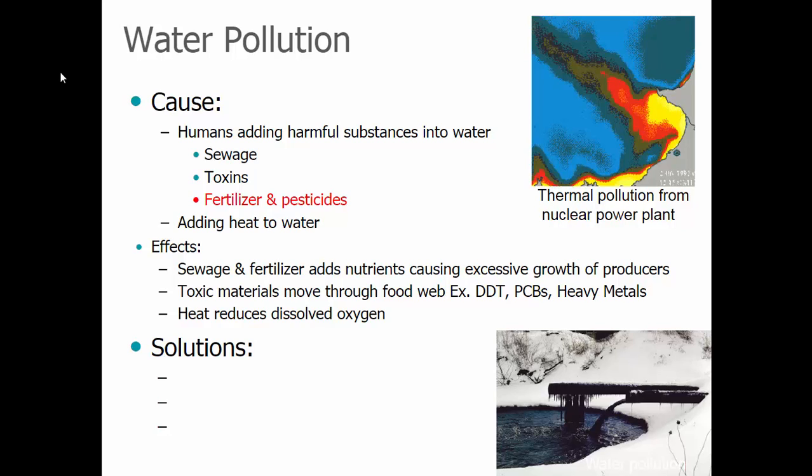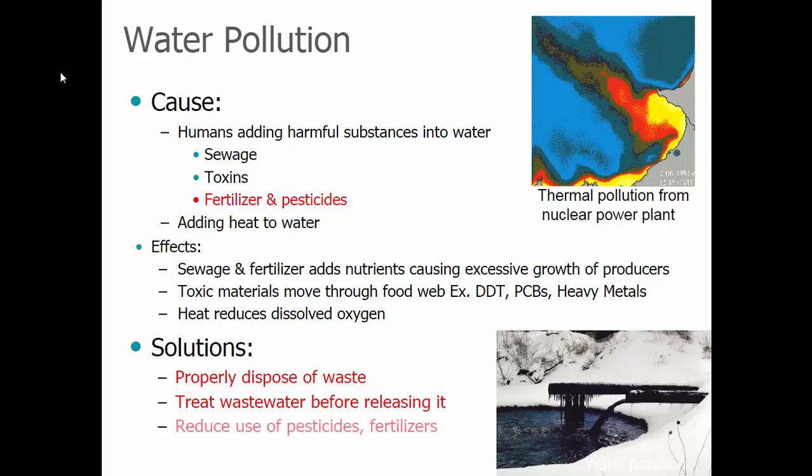So those are some of the effects: excess growth of producers in an area, materials which can build up through the food web through biomagnification, reducing dissolved oxygen. So the solutions are what you probably would think about. Rather than disposing of waste in these bodies of water, we can properly dispose of it, treat it, store it. And that would result in less water pollution.